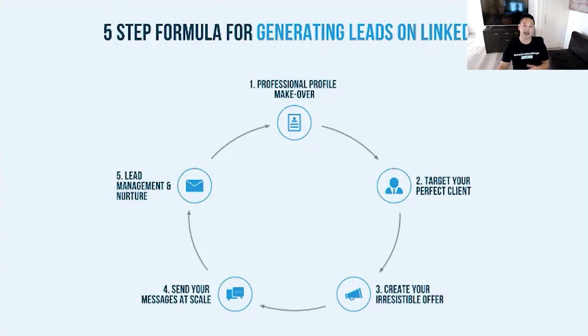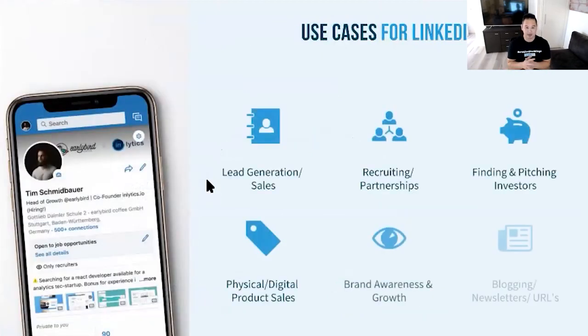You need to understand how the filtering works inside of Sales Navigator, and you need to be able to target your perfect client using those filters. Step 3 is creating an irresistible offer and a message sequence that actually converts and works. Once you get those 3 things right, it's just all about sending your messages at scale, and LinkedIn purely becomes a numbers game. Then lead management and nurturing. Having a system for that is also really important. I'll talk about all those things in a minute.